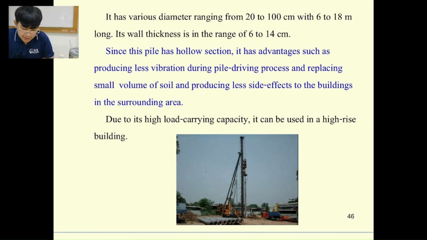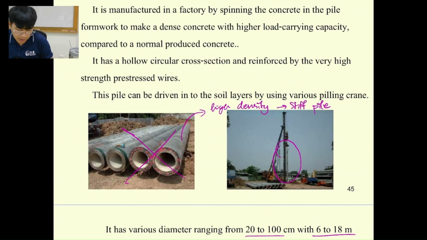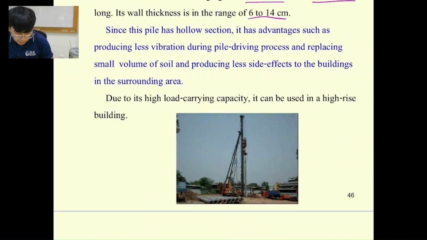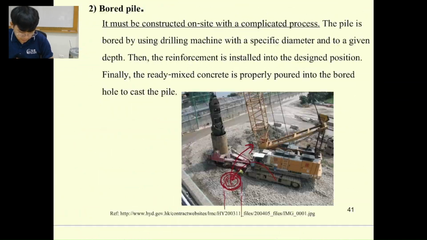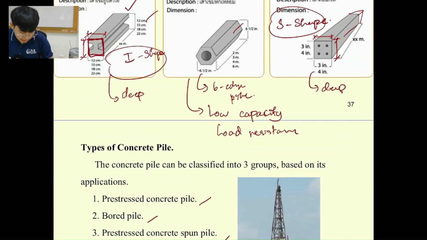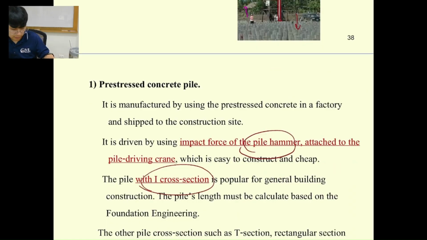This one has diameters between 20 to 100 with 6 to 18 meters. And then the wall thickness is going to be in the range of 6 to 14 centimeters. It depends on the wood. But this one is not famous right now. What I want you to focus on is just these two, the pre-stressed concrete pile and the bored pile. Okay.